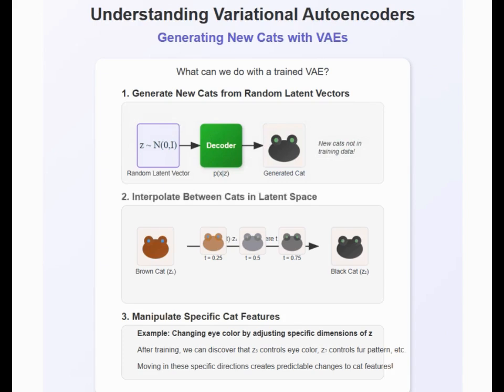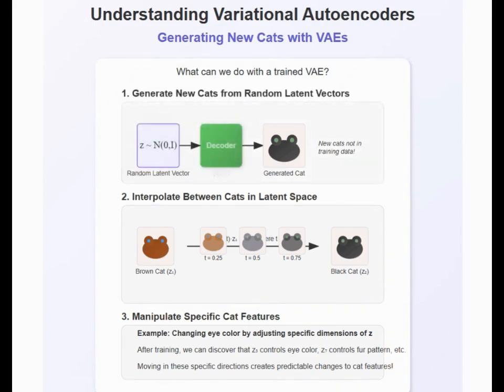Second, we can interpolate between cats in the latent space. If we have two cat images like this brown cat with blue eyes and this black cat with green eyes, we can encode them to get their respective latent representations Z1 and Z2. Then we can create a series of new latent vectors by interpolating between these points. Z equals (1 minus t) times Z1 plus t times Z2, where t varies from 0 to 1.